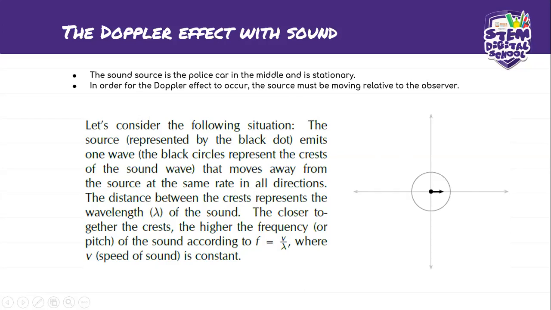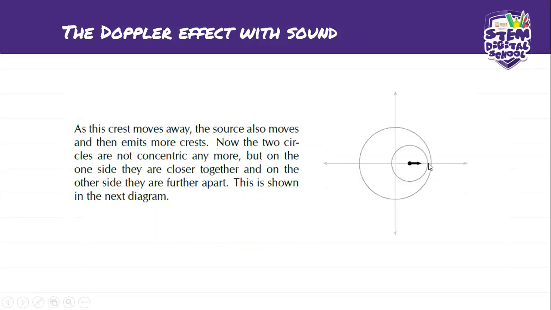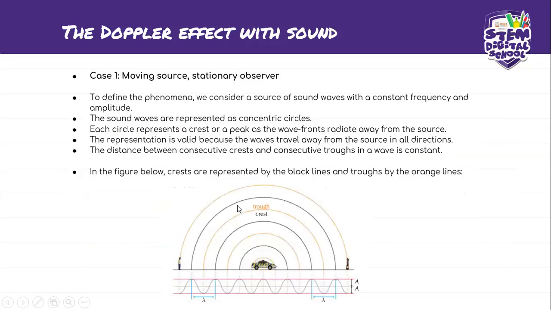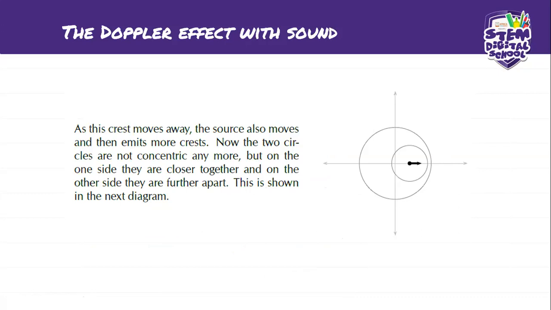Okay? So here is where the crests are getting closer to each other, which means that the sound is getting louder when the crests are in this manner. As this crest moves away, the source also moves and then emits more crests. So now the two circles are not concentric anymore, which means that the sound being given off is not equal on both sides anymore, because now the source is moving towards an observer. On the one side, they are closer together. On the other side, they are further apart.